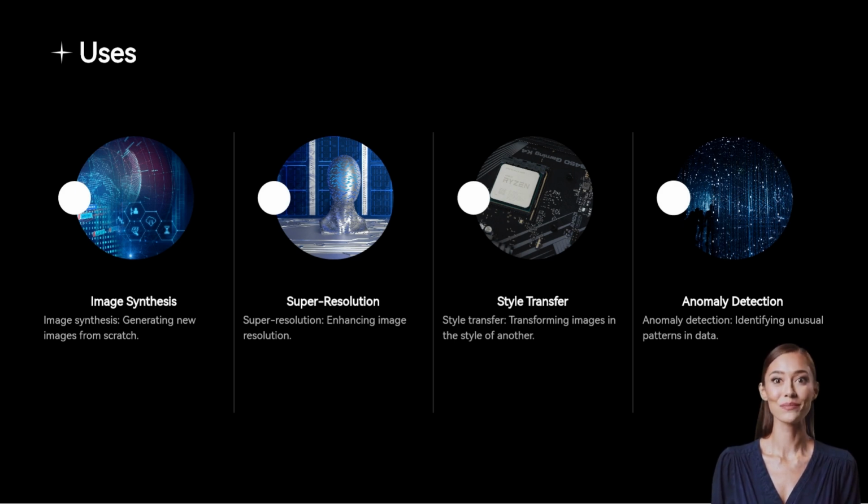Style transfer. Generative models can apply the artistic style of one image to another, creating new images that combine the content of one and the style of another. This has led to creative tools for art generation. Anomaly detection. By learning the distribution of normal data, generative models can identify anomalies, data that deviates from the normal distribution. This is useful in applications like fraud detection or industrial quality control.